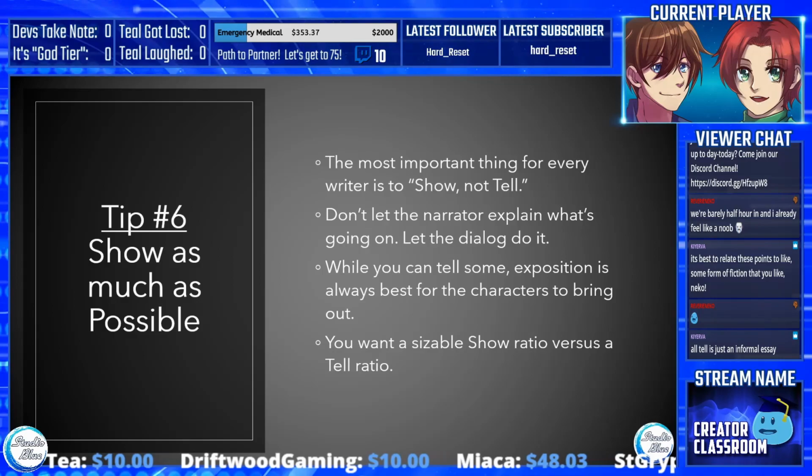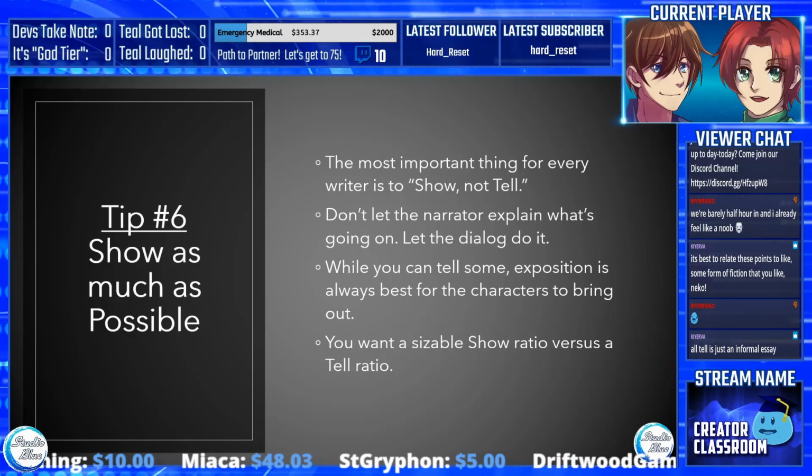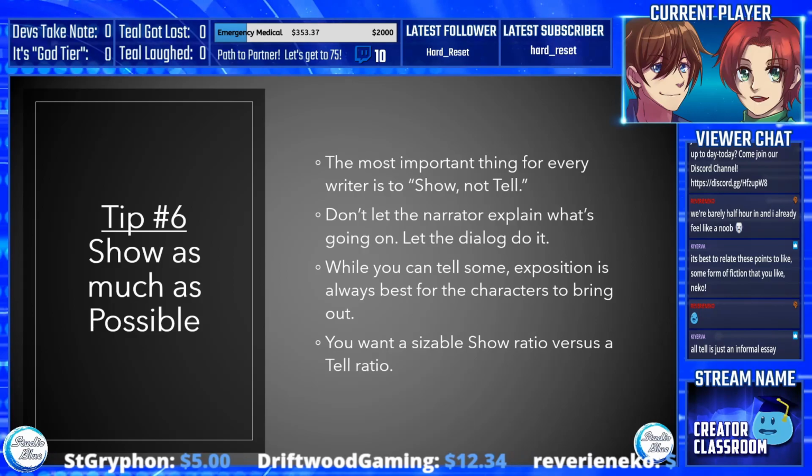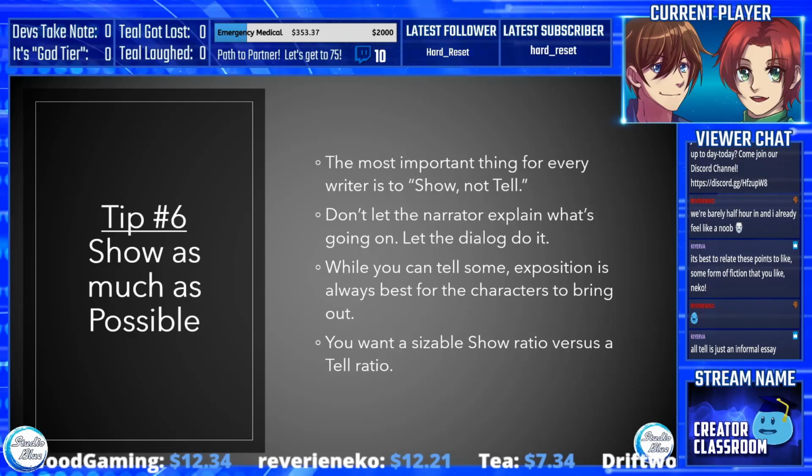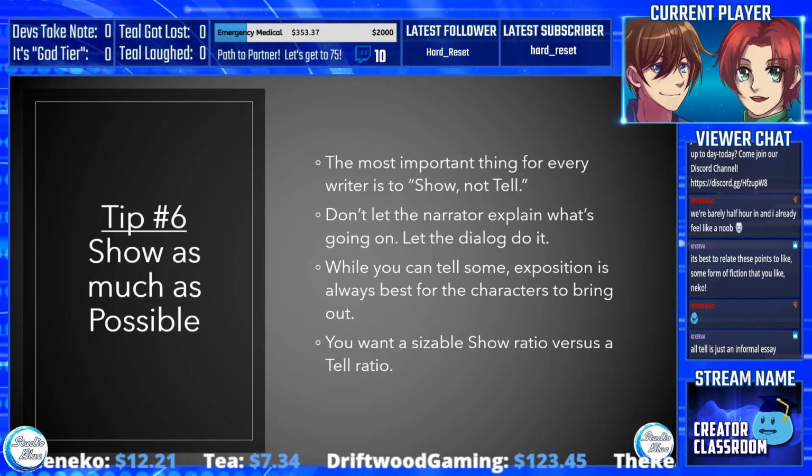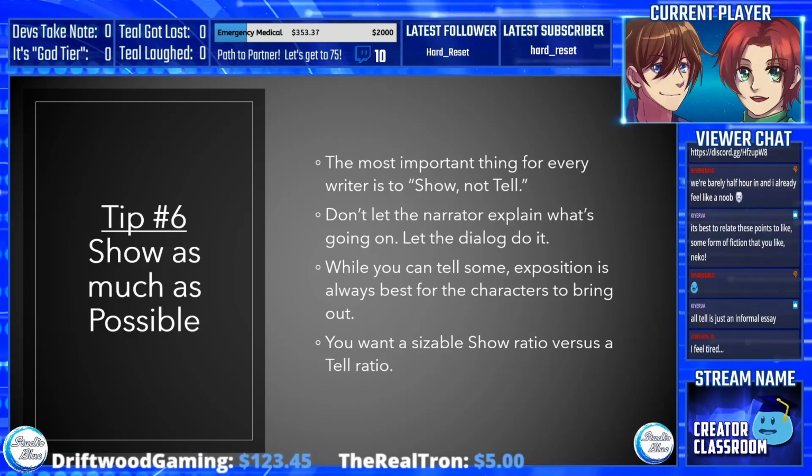Showing, the more you show, gives the reader a sense of engagement. It's how our brains are wired to engage. We see tell, we're collecting information. We see show, we are participating. Use that as a writer to your advantage to work with the psychology of your reader and draw them into your world. Don't let the narrator explain what's going on. Let the dialogue do it.